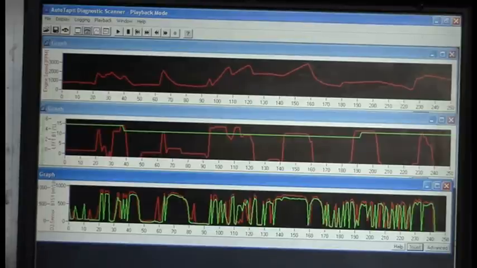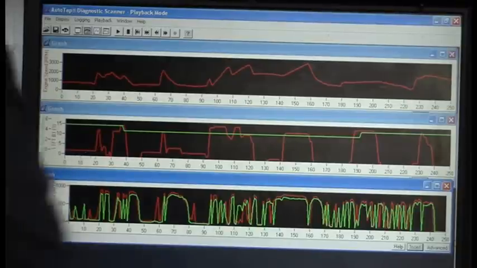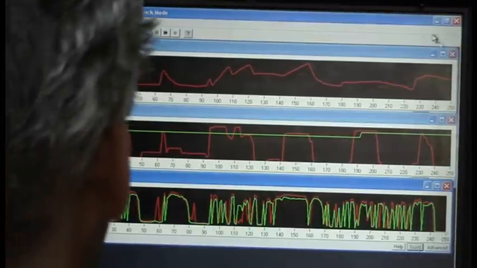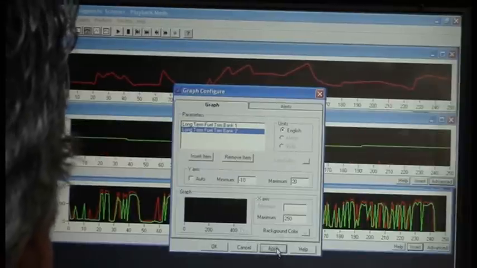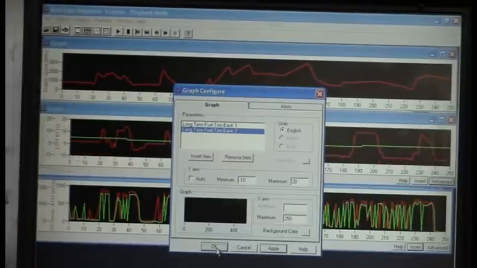Okay, first let's review our data very quickly. So in the top graph up here, I've got my engine speed. In the lower graph in red, we've got long-term fuel trim bank 1. And you know what? This is way off scale. Let me fix this scale, sorry. Okay, that's a lot better.